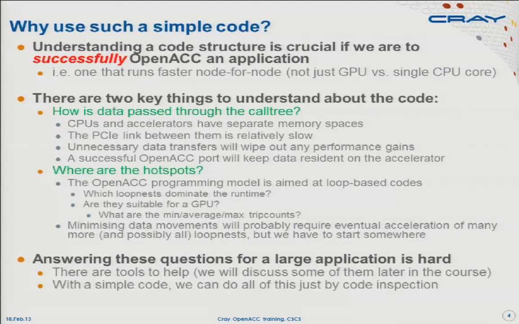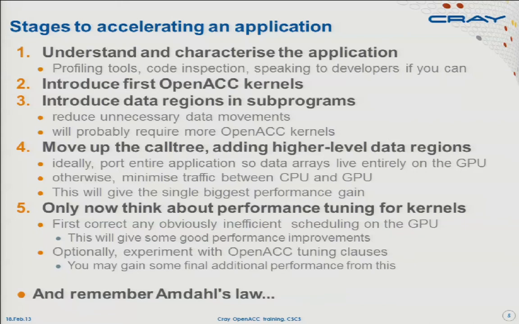And the other thing is, well, how do I get started? You need to know something about, OpenACC is really about loop-based codes. It's not about very task-based codes. It's about accelerating loop-based codes, which you see in science, engineering, this sort of thing. Which loop nests dominate the runtime? Are they suitable for the GPU? How many trips, how many iterations are there? If they're very small loop nests, they're not going to work very well. GPUs need a lot of threads going to be efficient. So for a big application, you need tools to do that because it's such a big problem. But if we start with a simple code, you can do it by eye. And that's why we're doing this example.